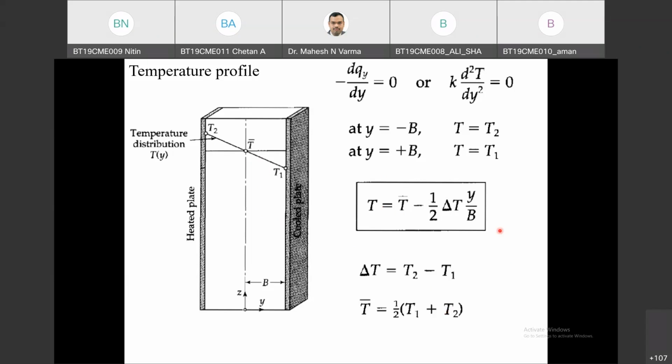Roll number 12, Anand. Yes, sir. Did you get this temperature profile? No, sir, I got C1 equal to k delta T by 2b. Some people got the message in the chat box. You can write in the chat box. People are getting.